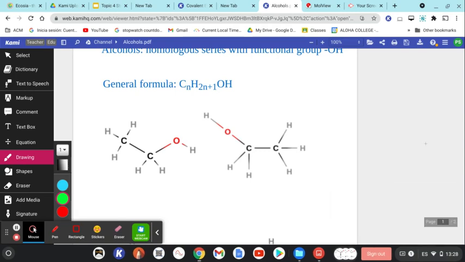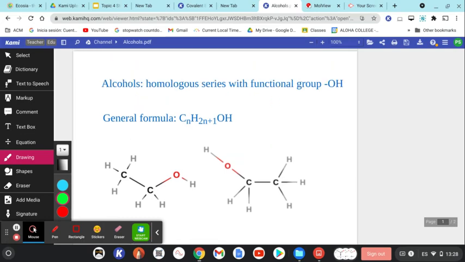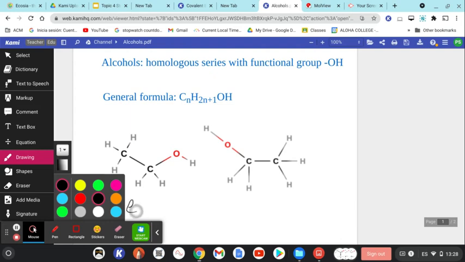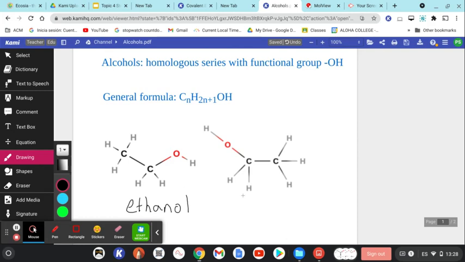Today we're going to continue with organic chemistry, looking at alcohols, which is the homologous series containing the functional group OH. Here you have the general formula, and here we have a very simple alcohol called ethanol. Now, why is it called ethanol? Because there's two carbon atoms and the OH functional group. Remember that the name starts with ethan, indicating two carbons, and ends in ol, meaning that there is an alcohol group.